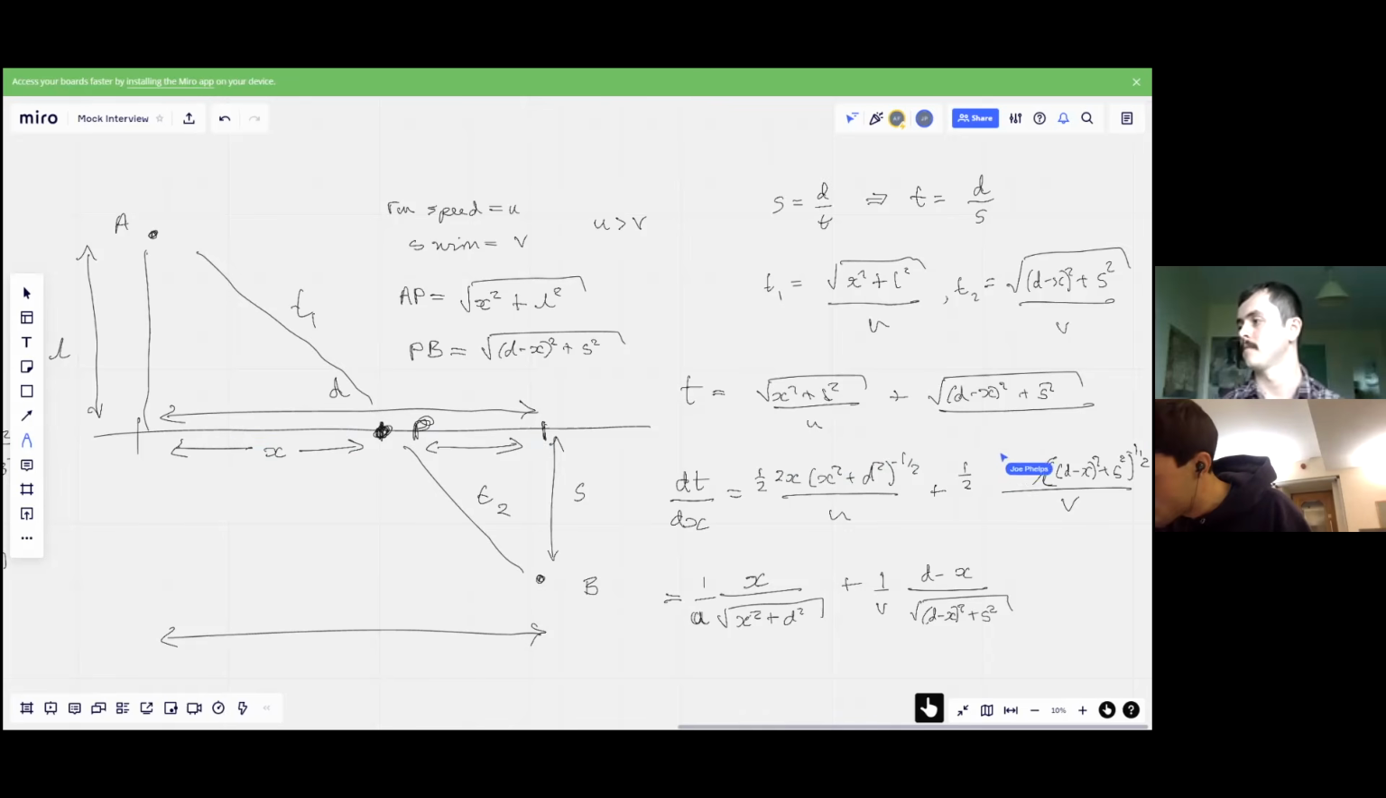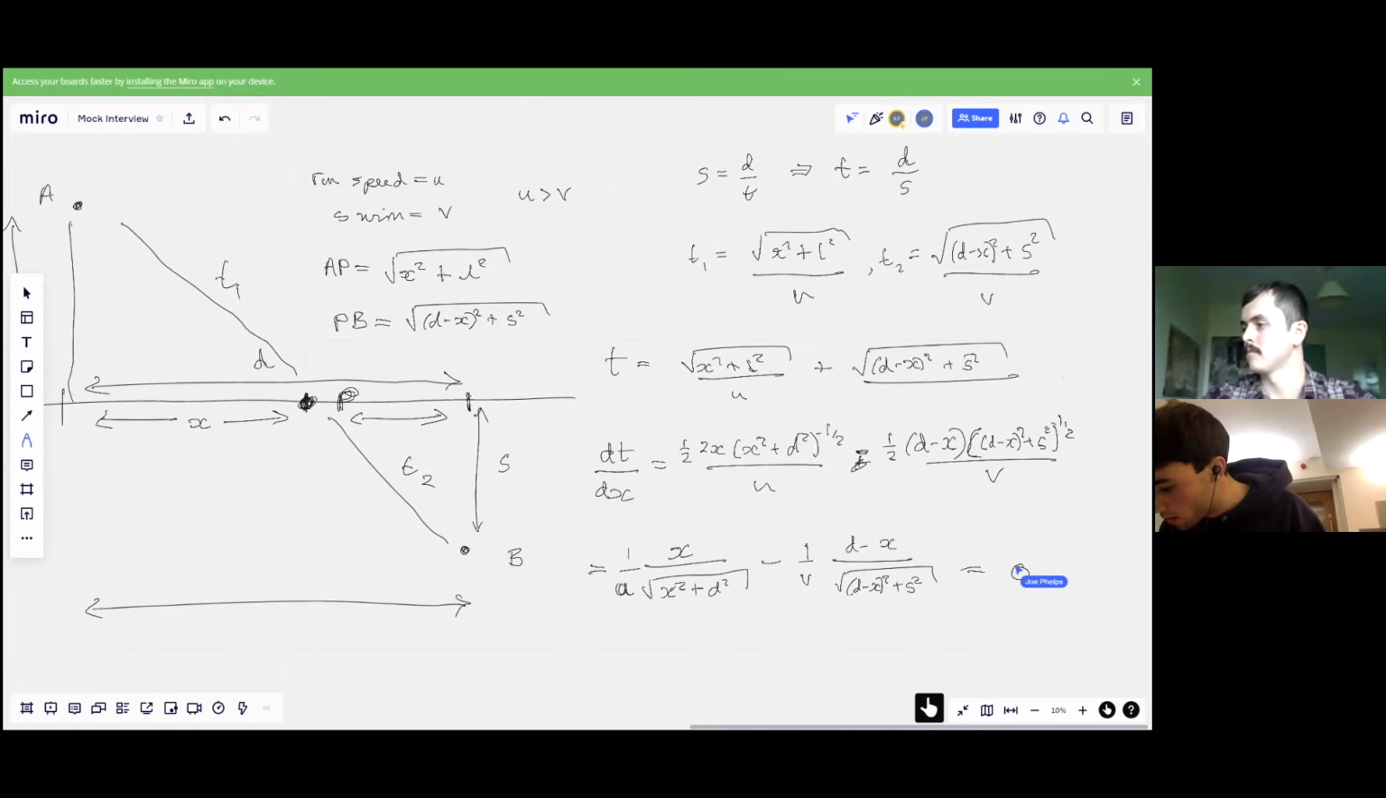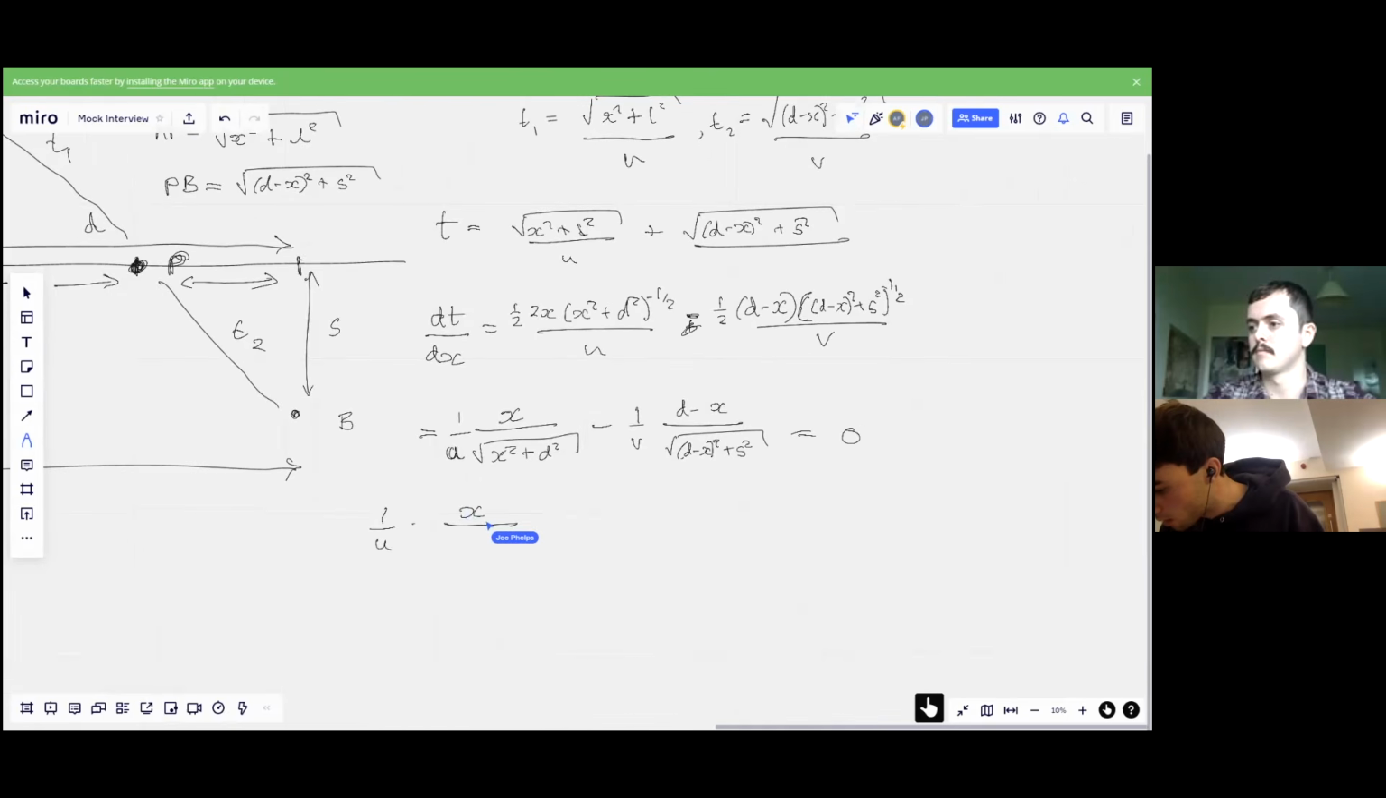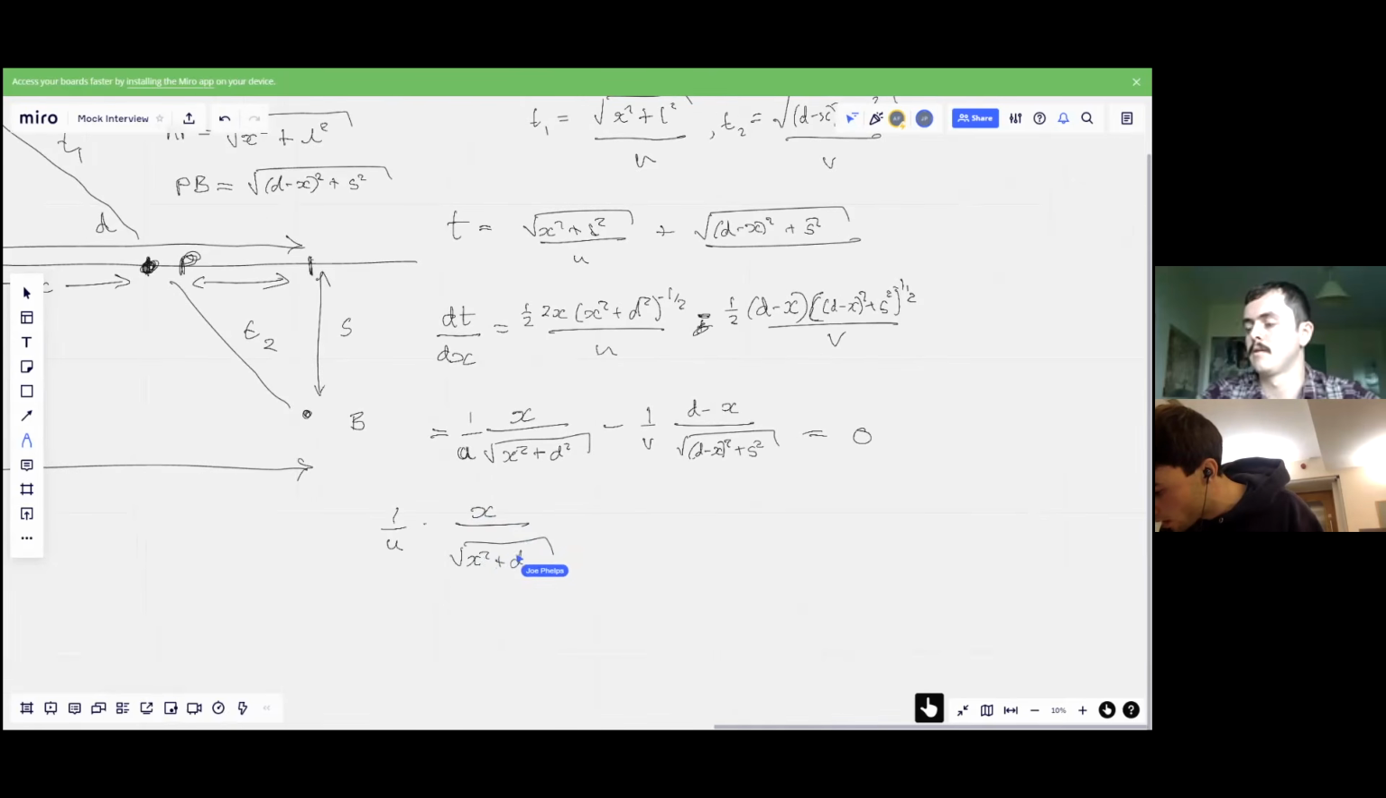Okay, so that is then, put a minus there, and then that's just d minus x. I could write it like that. Yeah, nice. Okay, so then I get minus that, and to minimize that, I say this is equal to 0. Yep. So I get 1 over u times x over the square root of x squared plus d squared equals 1 over v times d minus x over the square root of d minus x squared plus x squared.